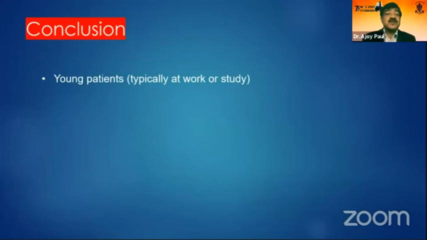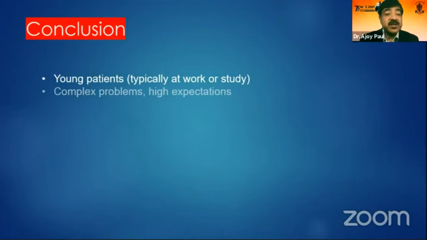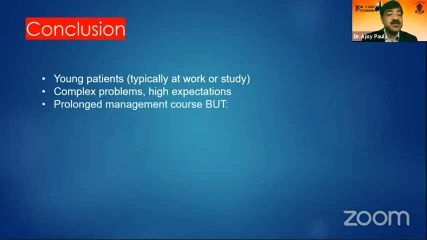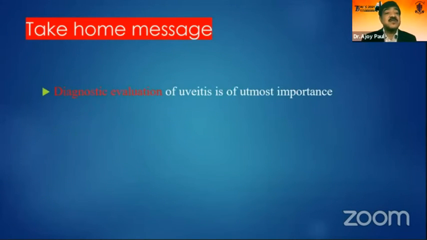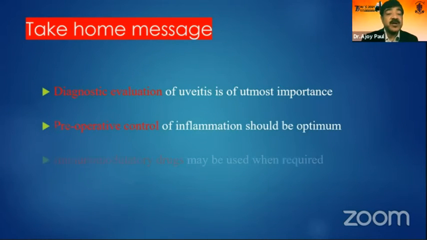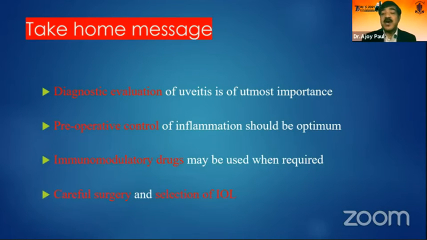So in conclusion, these are young patients, typically at work or study, a complex problem, high expectation, prolonged management course, but don't be hurried for the surgery. Waiting for and preparing for the correct time makes the difference between a good long-term result and blindness too. So control inflammation first, and definitely an experienced surgeon is better equipped to handle these cases than novice surgeons. So the take-home message is diagnostic evaluation of uveitis, pre-operative control, immunomodulator drugs, and careful surgery and selection of IOL forms the mainstay.